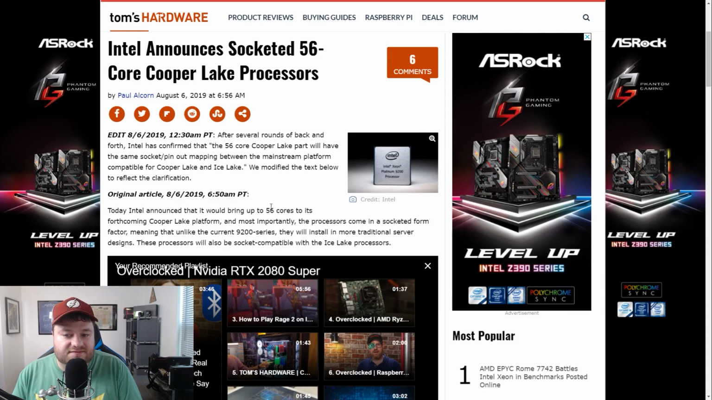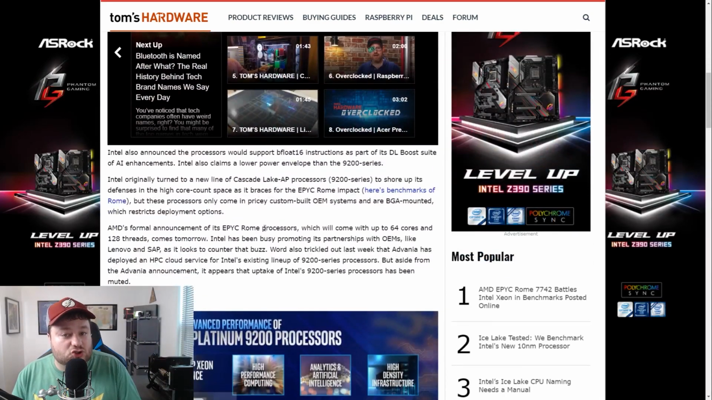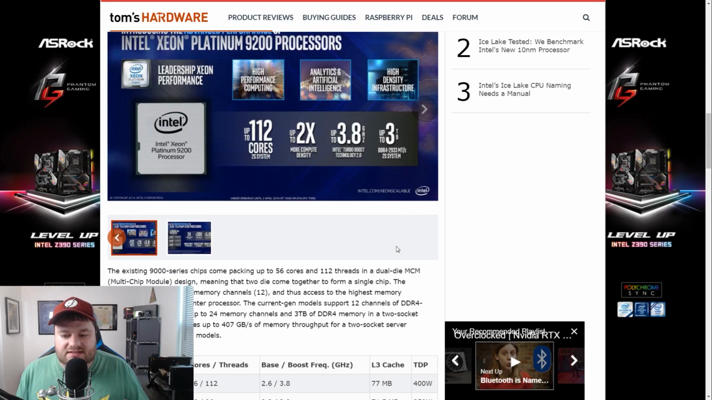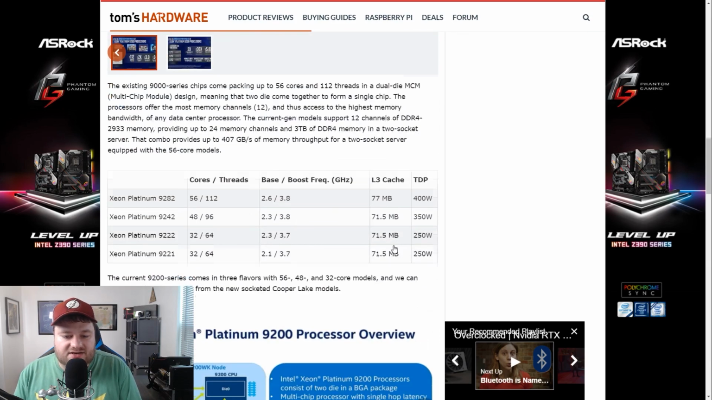Either way, this 56 core processor, they didn't give us too much details. It does have double the cores, and because you can get a dual socket motherboard, you can get up to 112 cores, which is definitely really impressive. It has up to three terabytes of memory. So it's definitely pretty nice, and we can actually compare it to their current non-socketed CPUs of the Platinum 9200 series.